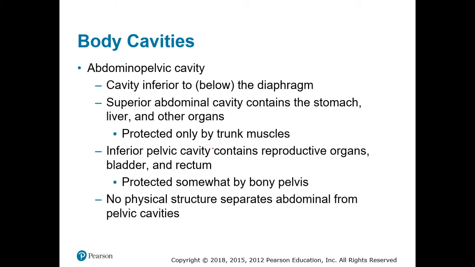Your abdominal pelvic cavity, this one is inferior to the diaphragm, or in other words known as below. The superior abdominal cavity, which is the top part of this cavity, contains your stomach, your liver, other organs like your gallbladder and your spleen. This is protected by your trunk muscles, or otherwise known as your abs. Your inferior pelvic cavity, this is the lower part, contains your reproductive organs, your bladder, and your rectum. This is protected not by abdominal organs or abs, this is protected by your bony pelvis somewhat.